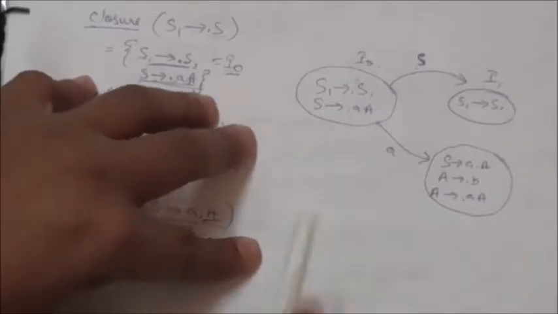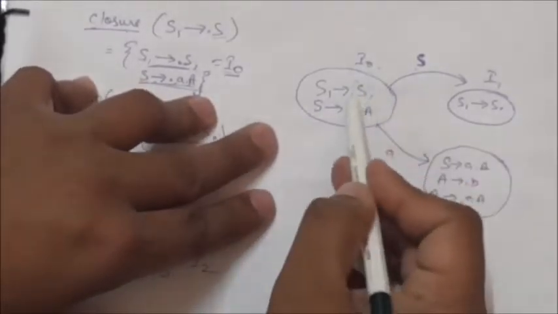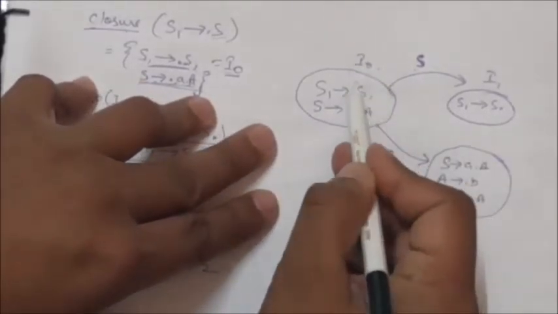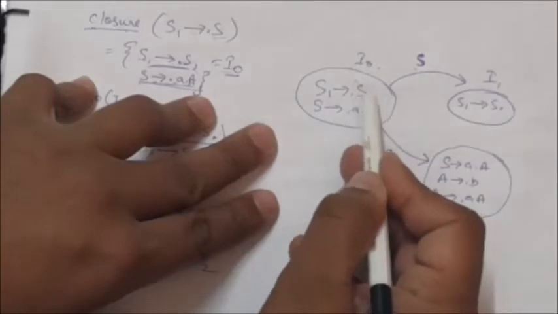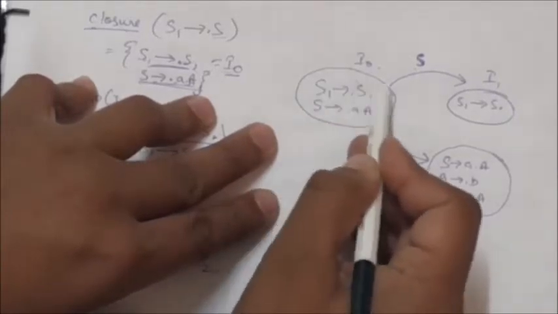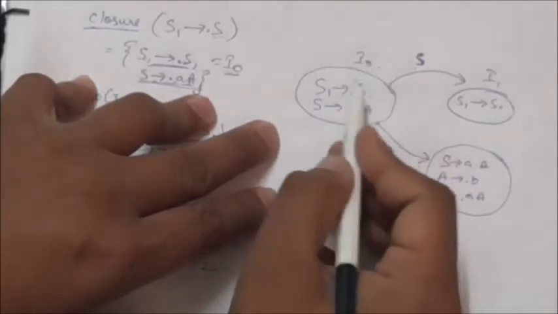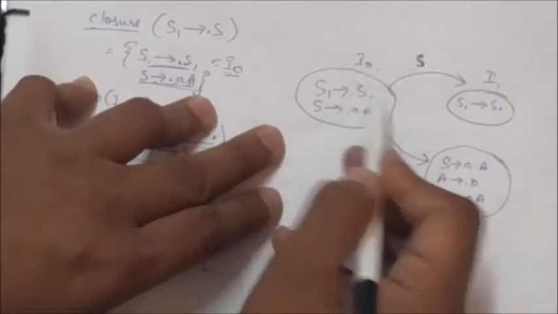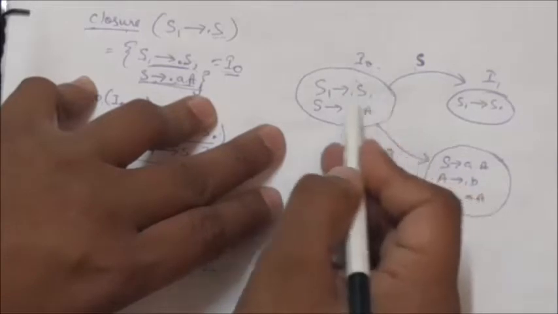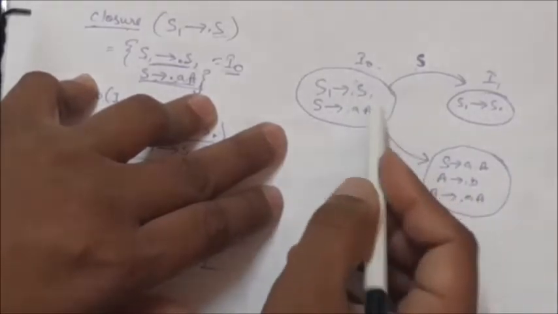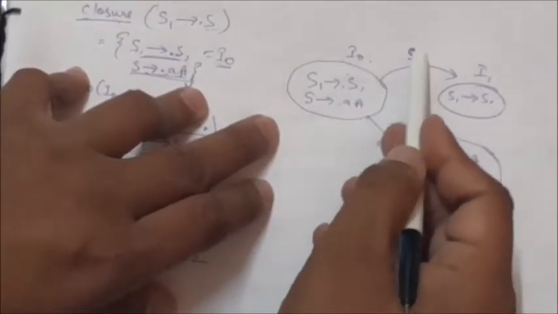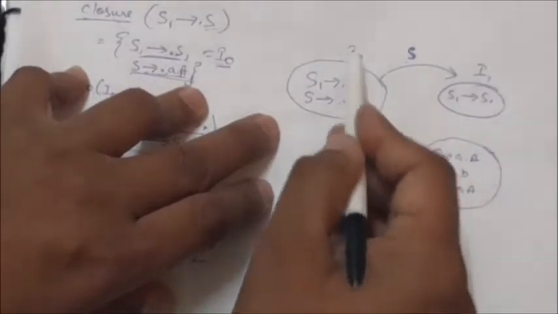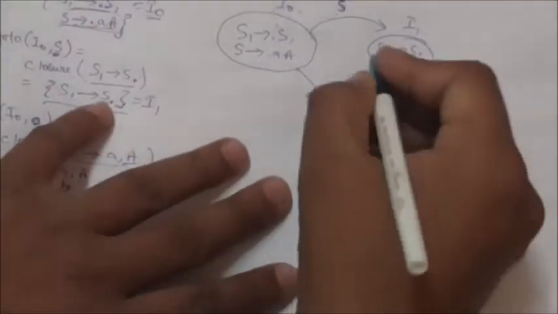In this state I0, the dot was preceding only the symbols S and A. Now see the items of the I0 state. In them, the dot was immediately preceding the symbols S and A. So we will have transitions only for the symbols S and A for state I0.